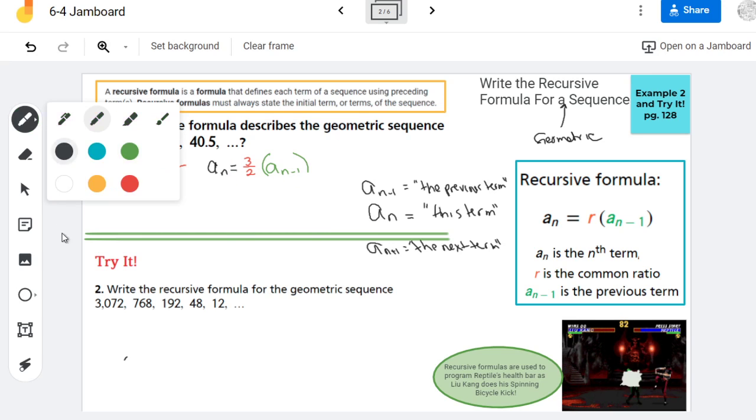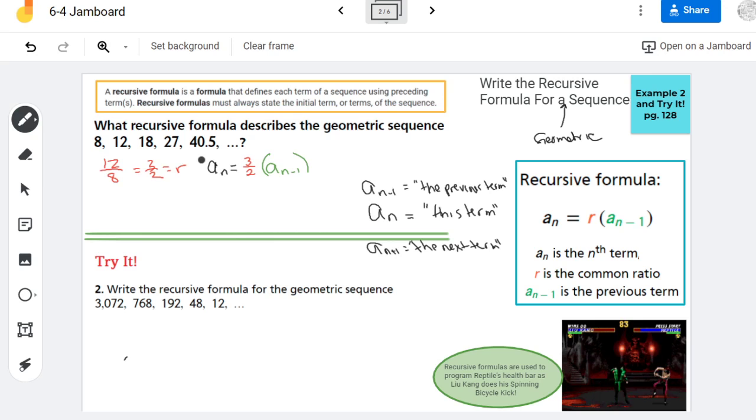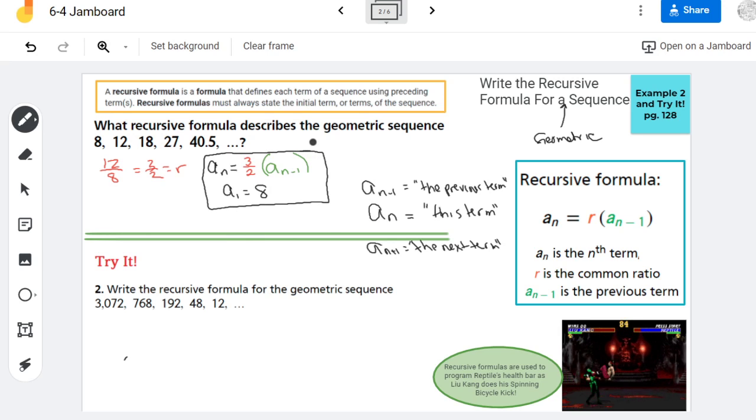Now the thing about recursive formulas is you have to know where you're starting from because they're building on themselves. So what you have to do is start by saying what a sub 1 is. The formula is useless unless you specifically state what the initial condition is. What is the initial value that you are starting with that you're multiplying by that 3/2 over and over? So in this case, my a sub 1 is 8. And together, this is the entirety of the formula, which is actually two formulas. It can be a little confusing.